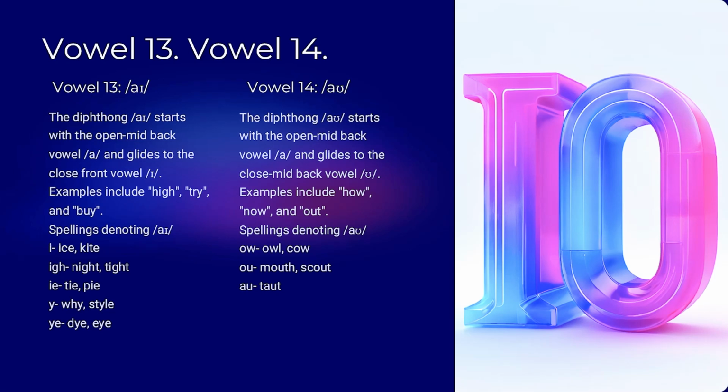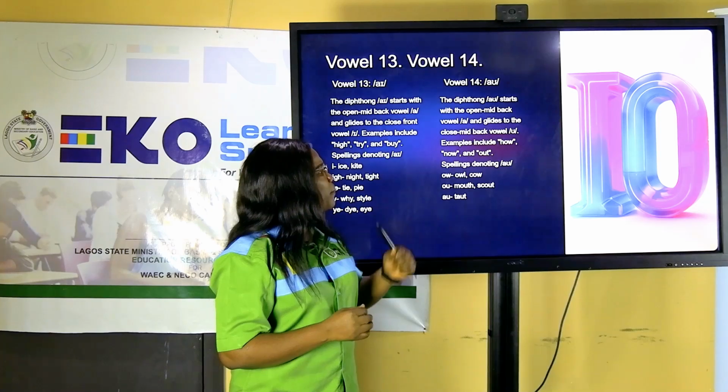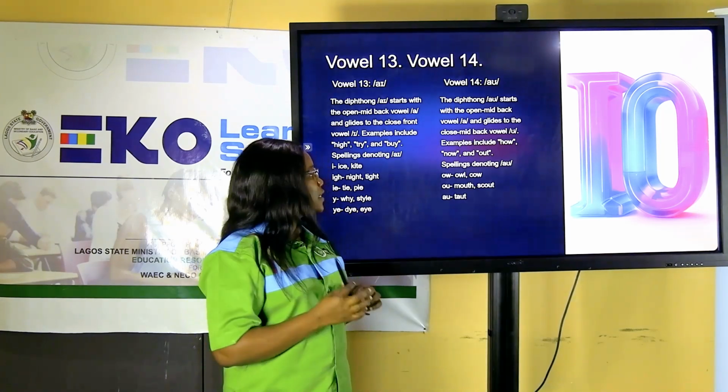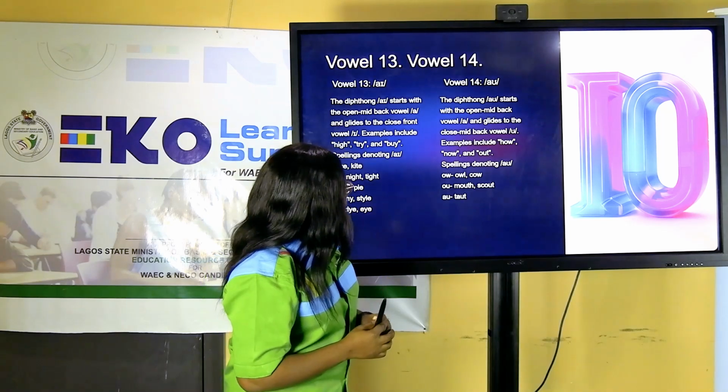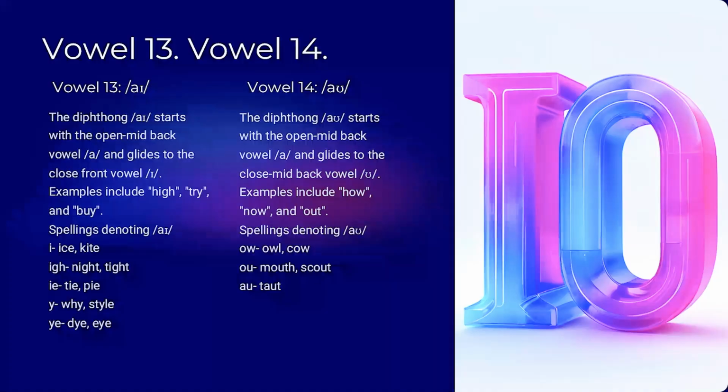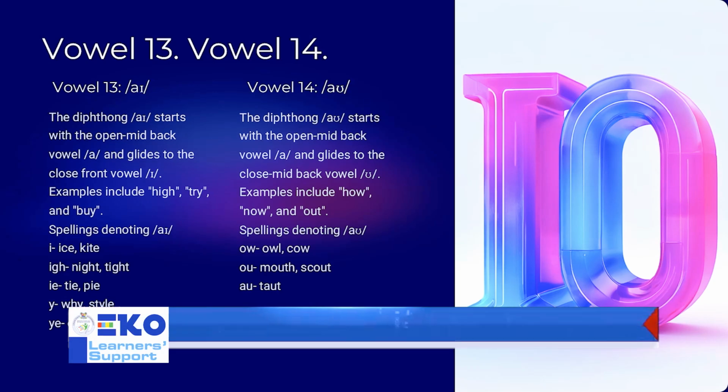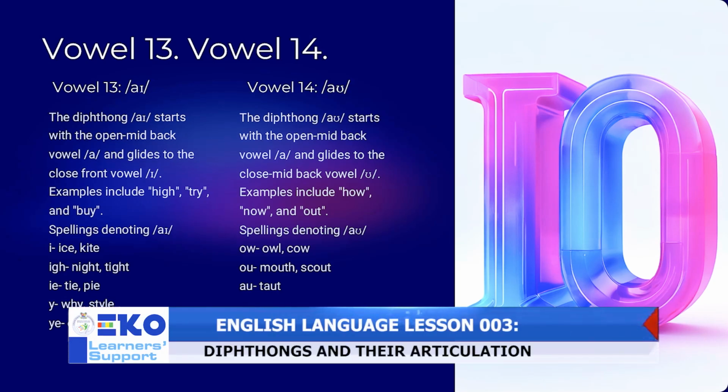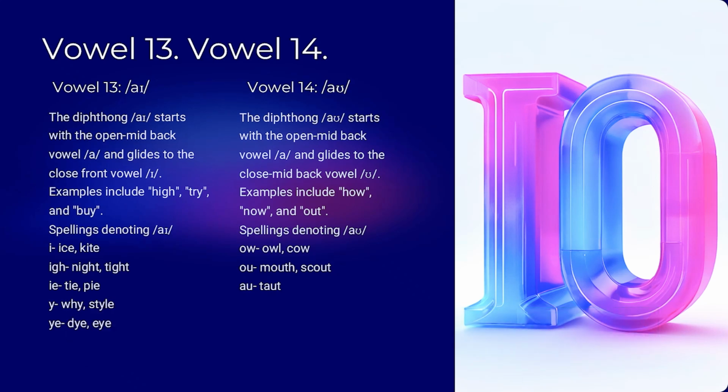The next vowel we have here is the vowel ow. Examples where this sound is denoted in spelling, we have it in the letters OW. Look at the word we have here, owl. OWL is pronounced owl, not owl. Okay, take note. We have cow. We have the word mouth. We have the word scout. And then we have T-A-U-T, tout.